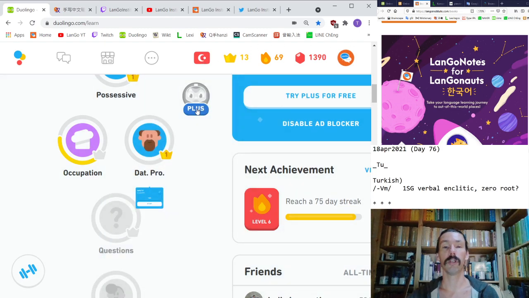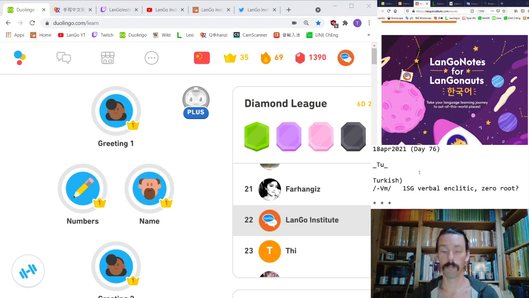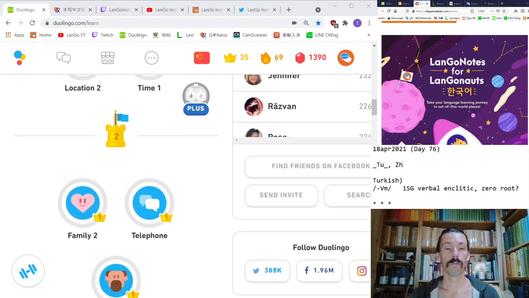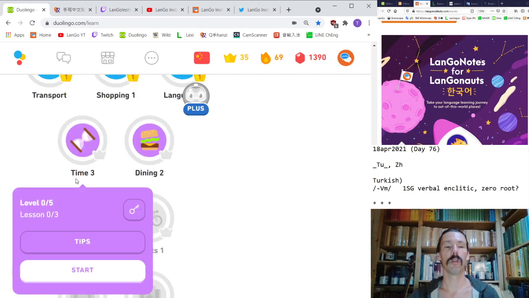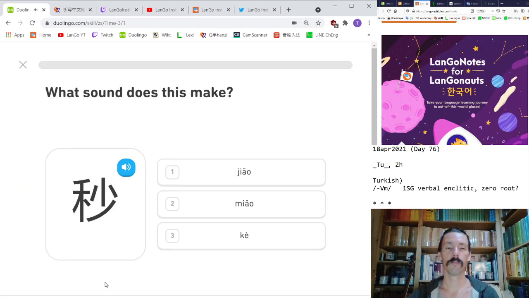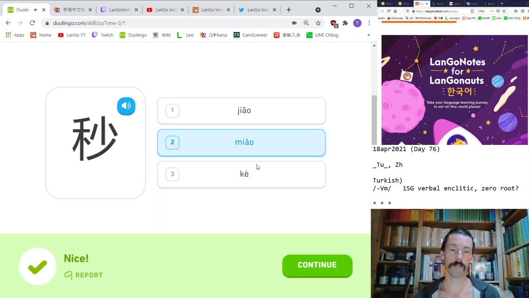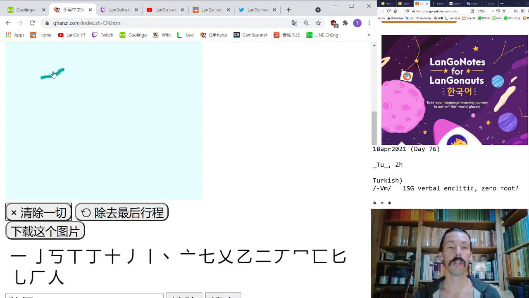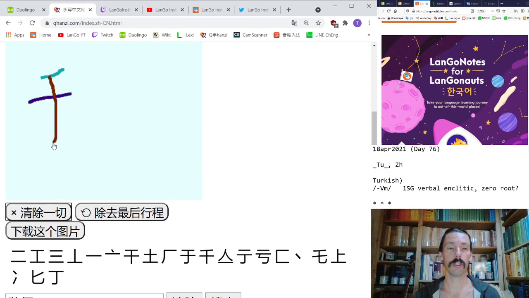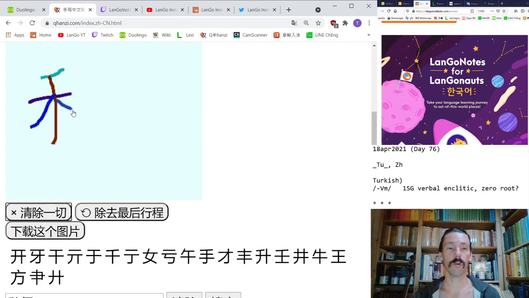Okay, let's see if we get to write more this time. Time 3, 秒, now is used for the second as a unit of time. So, write as much as I like. Let's just jump over there. It's the green on the left. Downward first stroke. R, san, si, o.